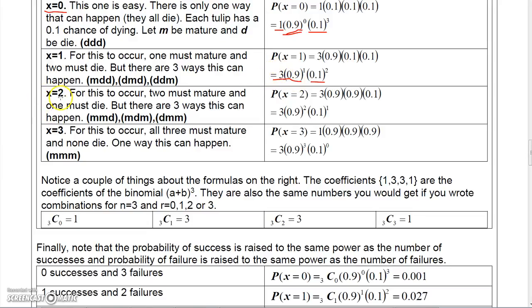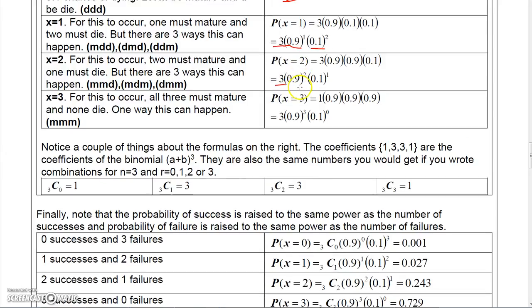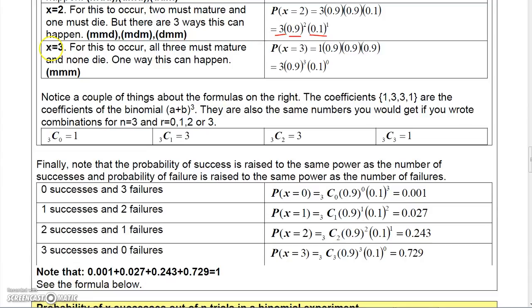The same thing is true for 2 successes. For 2 successes, you could have the first 2 mature, the first and last mature, or the last 2 mature. So that's 3 ways to get 2 successes. For 2 successes, that would mean you have 0.9 times 0.9 for the 2 successes, then 0.1 for the 1 failure. And then to get 3 successes, there's only one way that can happen, and that's if all 3 mature. So that would be 0.9 times 0.9 times 0.9, and that should be times 1, and that's 0.1 to the 0 power. Sorry about that.